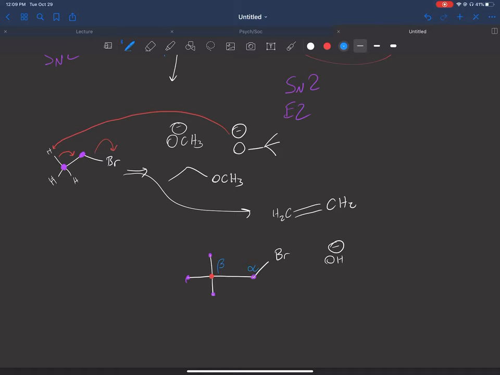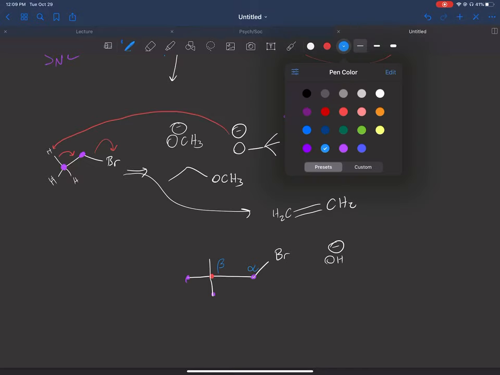If you have more branching on that beta carbon, the harder it's going to be for your nucleophile to act. So if I drew, let's say this, it's only 2 methyls on there, it's going to be easier for that OH minus to get in there versus the full branching of 3 methyls.